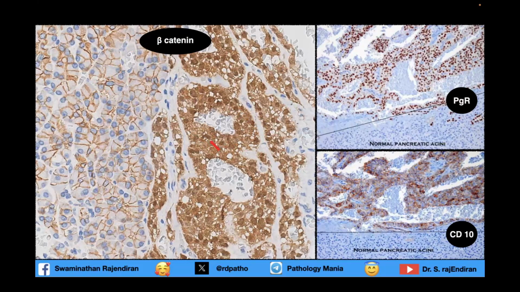In addition to pancreaticoblastoma, the solid pseudopapillary tumor also shows beta catenin positivity, and it has characteristic progesterone receptor positivity and CD10 positivity.